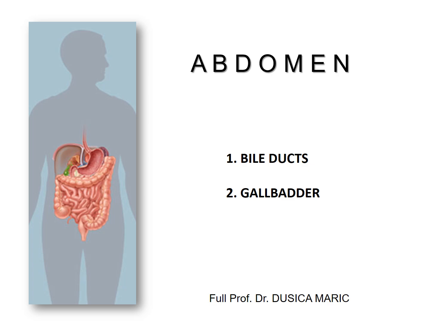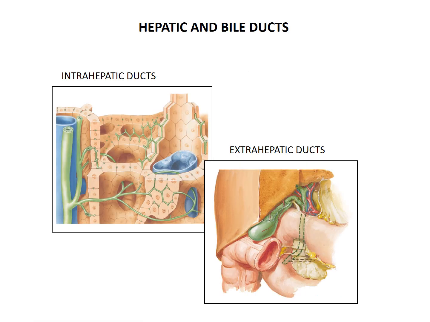The biliary system conveys bile from the liver to the duodenum. It consists of bile ducts and gallbladder. Inside the liver we have intrahepatic ducts, and outside the liver we have extrahepatic ducts.